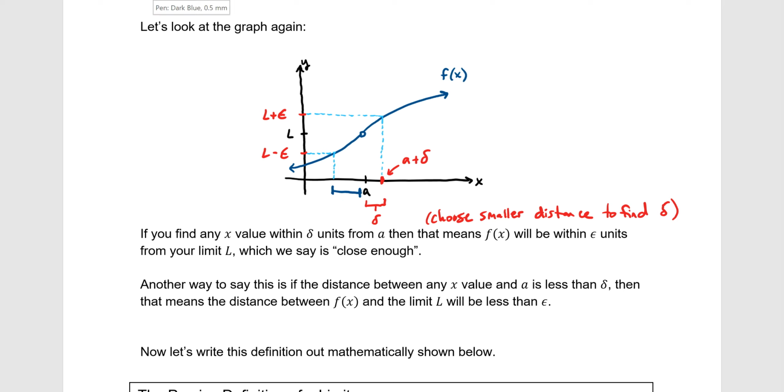If we took that distance and added that 4 units to the right of A, maybe that would be right here. And then if we went all the way up to the function and found the y value, that y value is no longer within our range of epsilon for the y coordinates. So that's why we always have to choose that smaller distance for the delta.